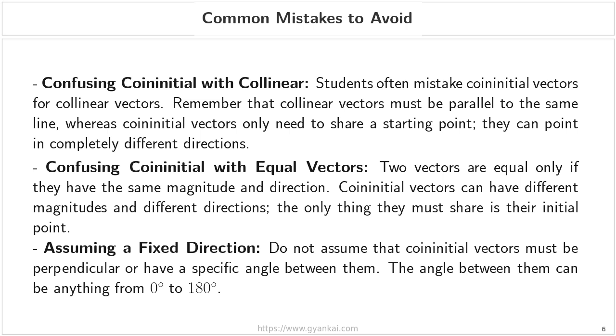Now, before we wrap up today's lesson, I want to pause and address some common pitfalls. As we've seen throughout this presentation, the defining feature of coinitial vectors is simply their shared starting point. However, it is very easy to accidentally overlap this concept with other vector properties. Keep these distinctions in mind, and you'll have a much clearer grasp of vector relationships as we move forward into vector addition.